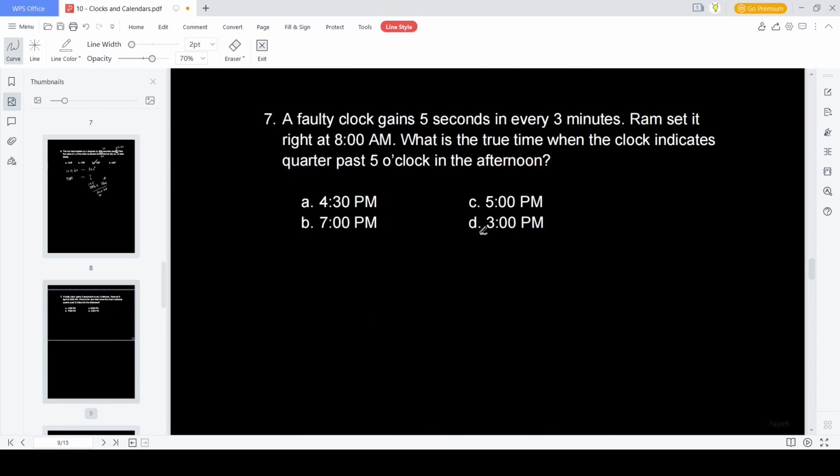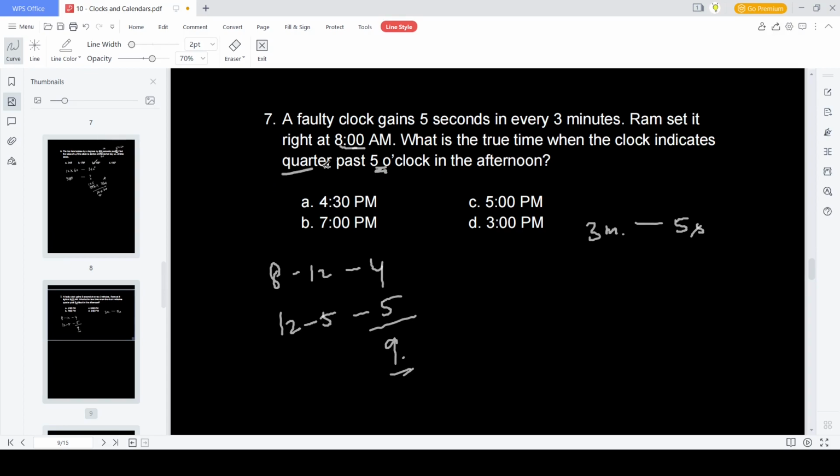next question. The faulty clock gains 5 seconds every 3 minutes. Ram set it at 8 am. What is the true time when the clock indicates quarter past 5 o'clock in the afternoon? Okay. So the clock gains 5 seconds every 3 minutes. Okay. So from 8 am to 5 o'clock in the afternoon, how many hours are there? We need to calculate. So 8 to 12 there are 4 hours, and again 12 to 5 there are 5 hours. Okay, so there are 9 hours in between, plus it is quarter past 5.